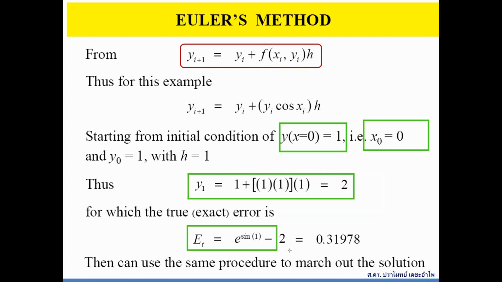In comparison with the exact solution, the exact solution here is e power sine 1. So for this case, we obtain that the error according to the Euler process is equal to 0.31978. If we compare with e power sine 1, then we can find the percent error instead of the error.